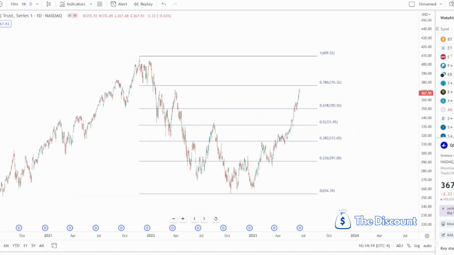Heading on over to the Qs, the QQQ, the NASDAQ, same situation as the S&P 500. We're just going to stay zoomed out on this. Where is it? It's in the 786 retrace. It wants it. It's going to likely get it.